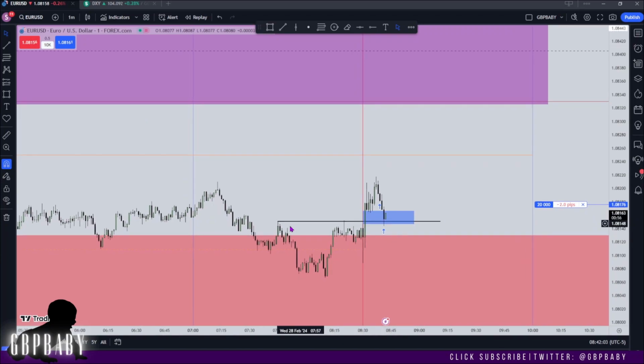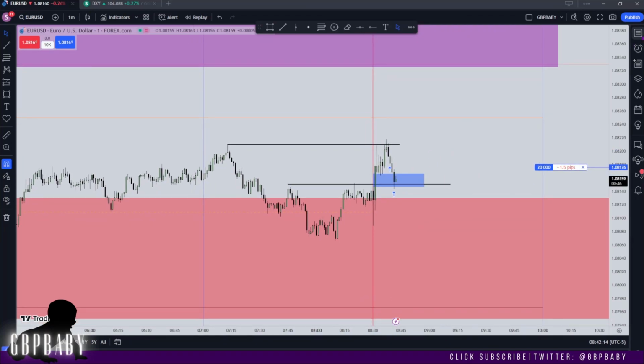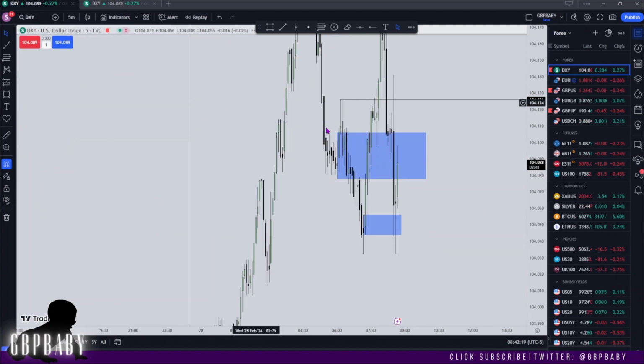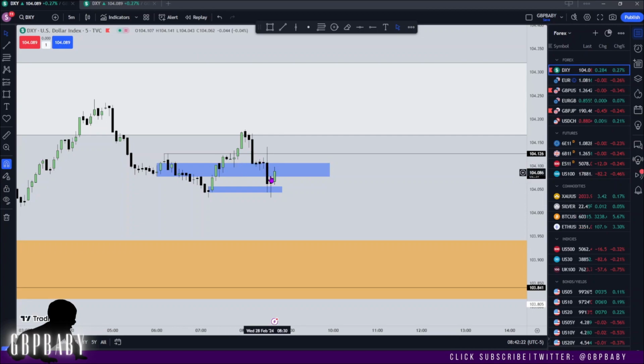So we entered on a fair value gap and a breaker coupled together. After breaking market structure, we had a shift here. So this swing high got taken right here. So now we can anticipate a move away from that, with dollar also reacting nicely off its own breaker as well, and trading into a fair value gap.